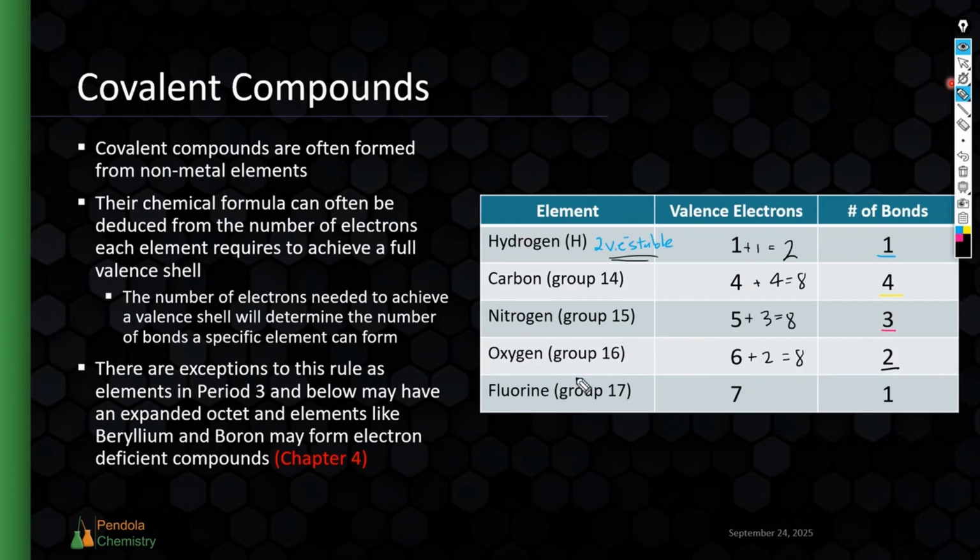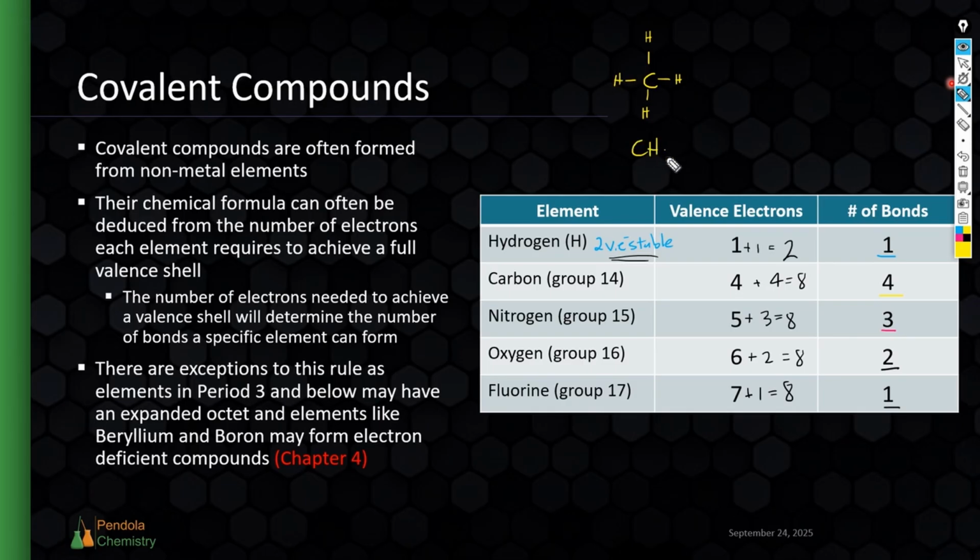And so group 17 elements, like fluorine, will only need 1 bond to form an octet, because when you form 1 bond, you bring in 1 electron. That gives you 8 valence electrons in total. So for example, if I had carbon and hydrogen bonding together, carbon will be in the middle, and because carbon can form 4 bonds, I will have 4 hydrogens.